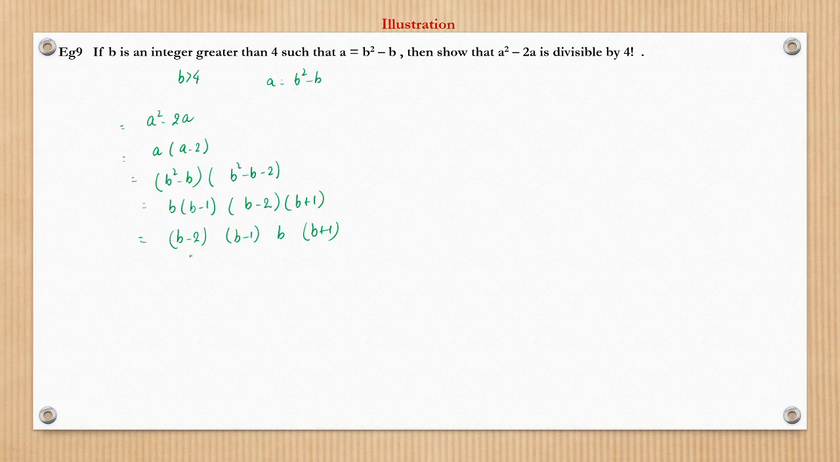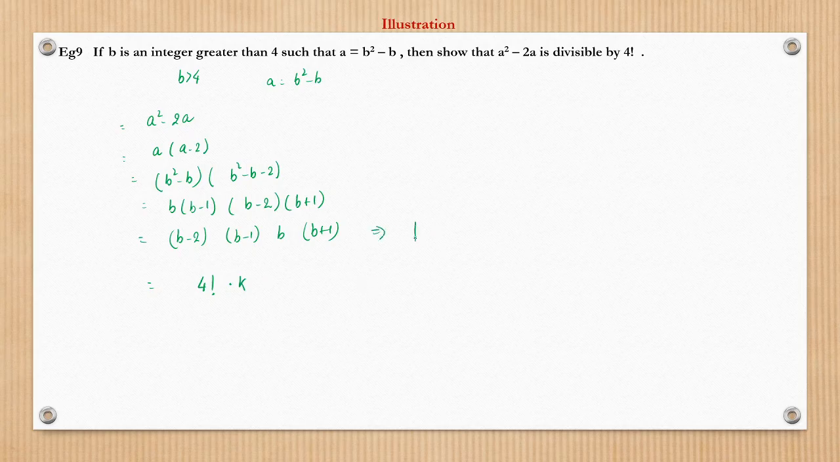So this is 4 consecutive natural numbers. B is greater than 4, so all the numbers will be positive here. So b minus 2, b minus 1, b and b plus 1 are 4 consecutive natural numbers. Therefore, as we have seen, the product of 4 consecutive natural numbers will always be a multiple of 4 factorial. Right? This we have seen.